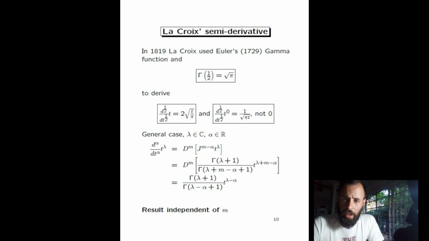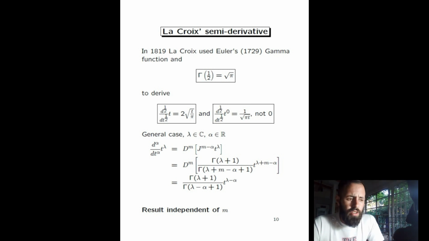Lacroix used Euler's gamma function and this result, the gamma of a half, which is equal to the square root of pi, to deduce the semi-derivative of t and t to the 0. By semi-derivative, I mean the half-order derivative of a function.